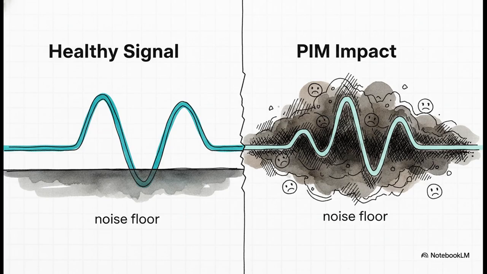And here's the bottom line, the real-world result. PIM creates noise. It actually raises the entire noise floor of your system. And when that noise floor comes up, the receiver has a harder time hearing the good signal. It's like trying to have a conversation in a really loud room. And that translates directly to slower data, fewer people getting good service, and a bunch of unhappy customers.